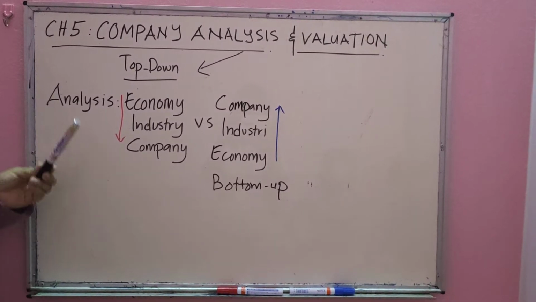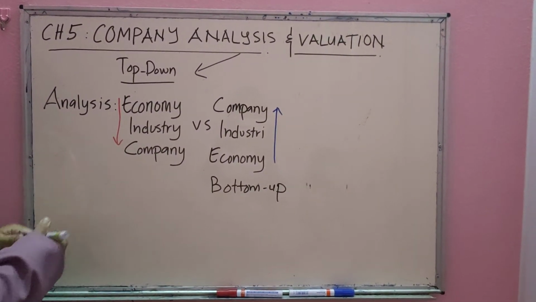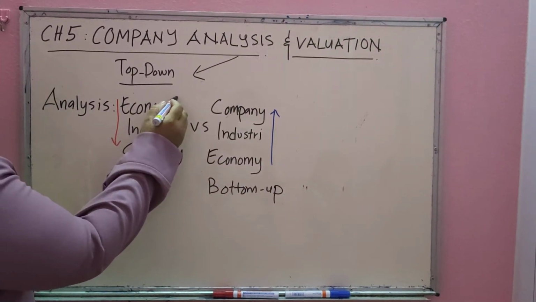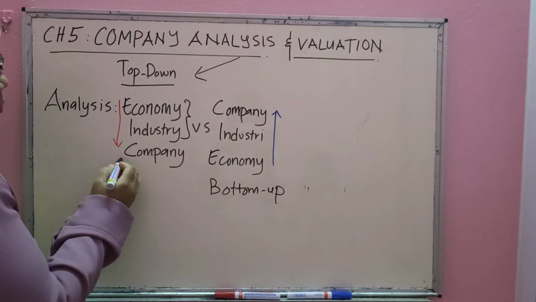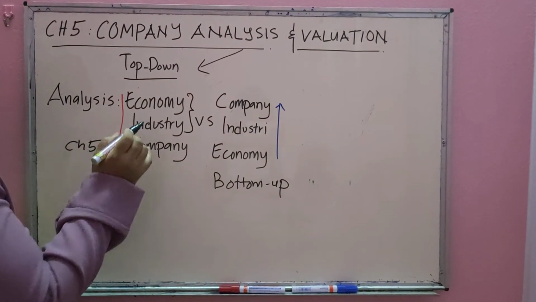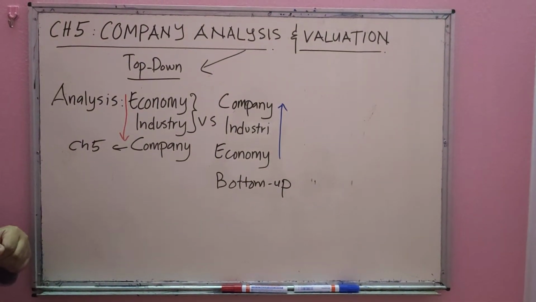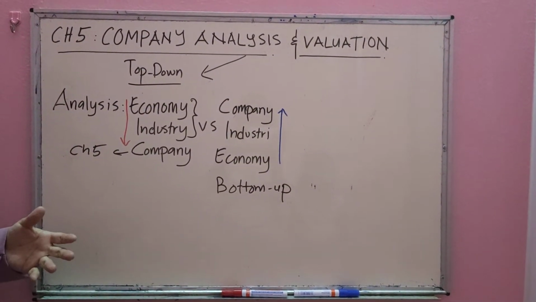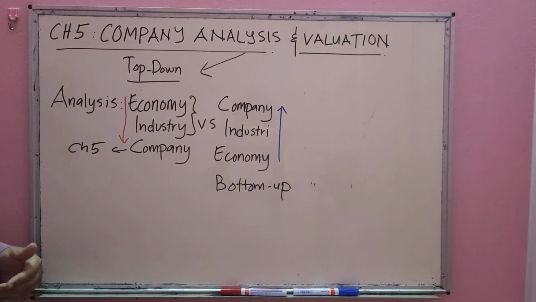Alright, so chapter 4, we skip chapter 4, which specifically discusses economic and industry. So what we're going to focus on in chapter 5 is actually company analysis. In doing a company analysis, there are two approaches: bottom-up or top-down approach.